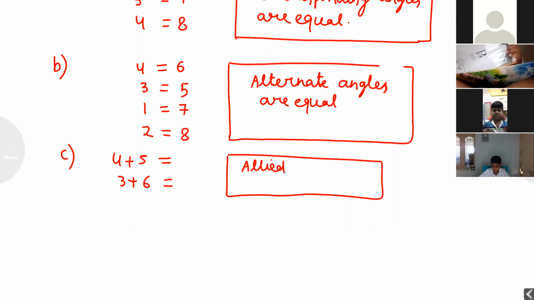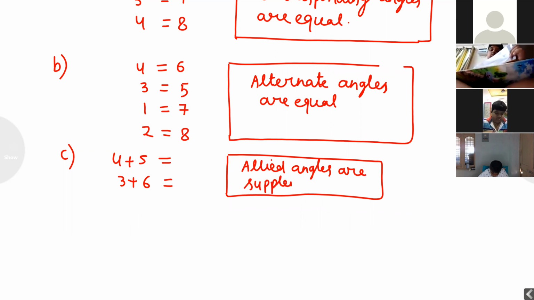Allied angle is also called co-interior angle. Allied angles are supplementary, meaning 180 degrees. But always keep in mind, allied angle will never be equal. The sum of allied angles will be supplementary angle or 180 degrees.